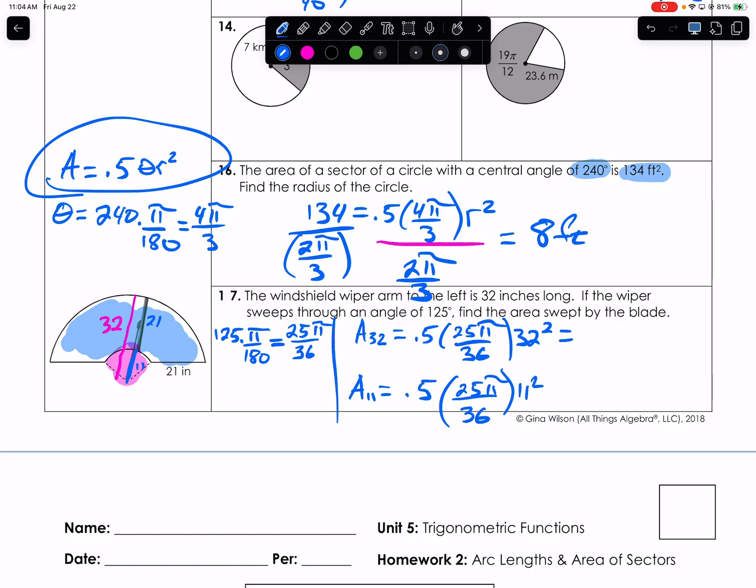So when I throw the top one in, I get 1,117 inches squared. When I do the bottom one, I get 132 inches squared. And I'm going to subtract those two areas, and I get 985 inches squared. Okay? That's the blue shaded area in that wiper blade. Any questions?